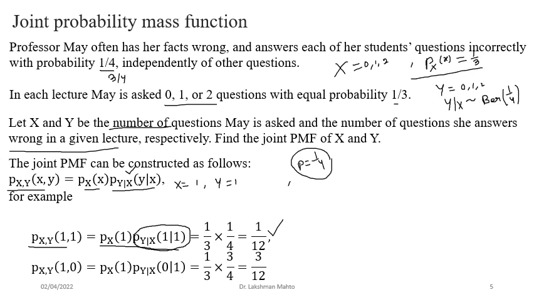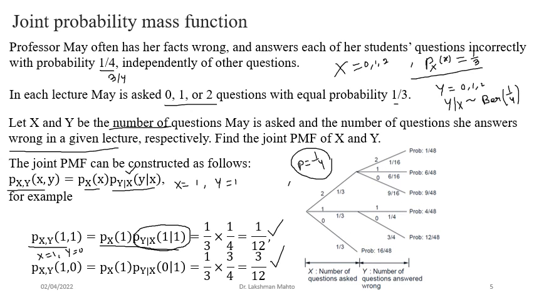Like if you are taking x equal to 1 and y equal to 0, that means there is no wrong answer. So what is the probability of no wrong answer? The probability of a wrong answer is 1 by 4. The probability of no wrong answer is 1 minus 1 by 4, so it would be 3 by 4. So that's where you get this joint probability. The joint probability of (1, 1) is 1 by 12. The joint probability of (1, 0) is 3 by 12. Likewise, you can compute all the probabilities.